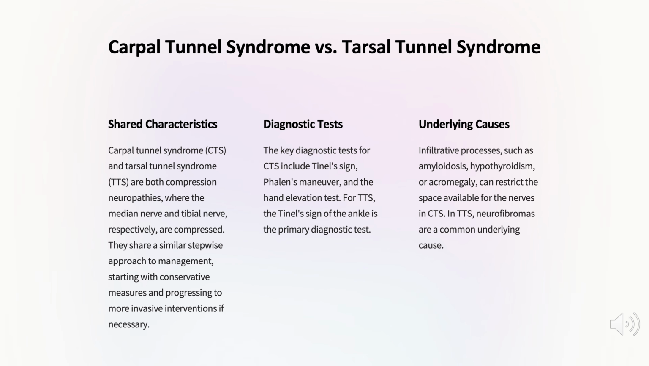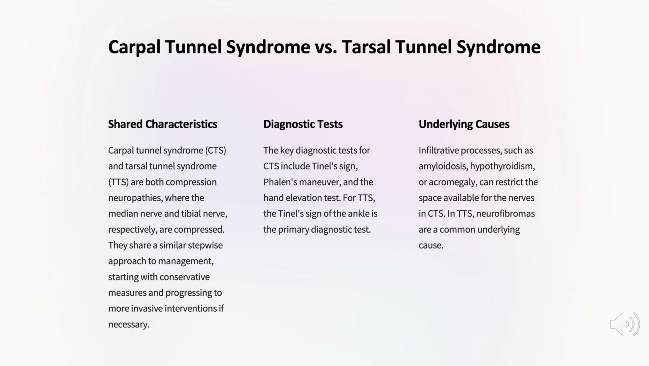Carpal tunnel syndrome, CTS, and tarsal tunnel syndrome, TTS, present as compression neuropathies, albeit affecting different nerves, the median nerve in CTS and the tibial nerve in TTS. Despite their anatomical variance, both conditions follow a similar management trajectory, commencing with conservative measures and escalating to more invasive interventions if required.